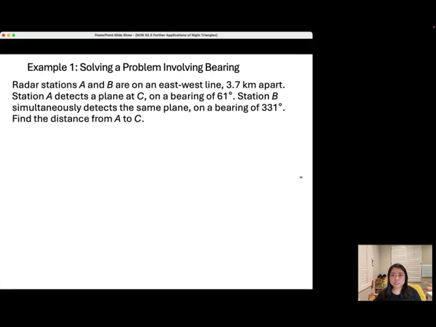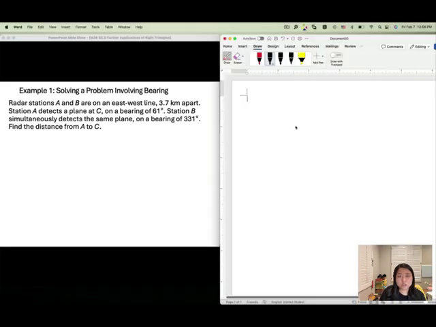Example 1. Let's do it together. First, we try to draw the figure here. Weather stations A and B are on an east-west line. So we have an east and west line here. I'm going to call this A, and this is going to be B, 3.7 kilometers apart. So you know AB is equal to 3.7 kilometers.